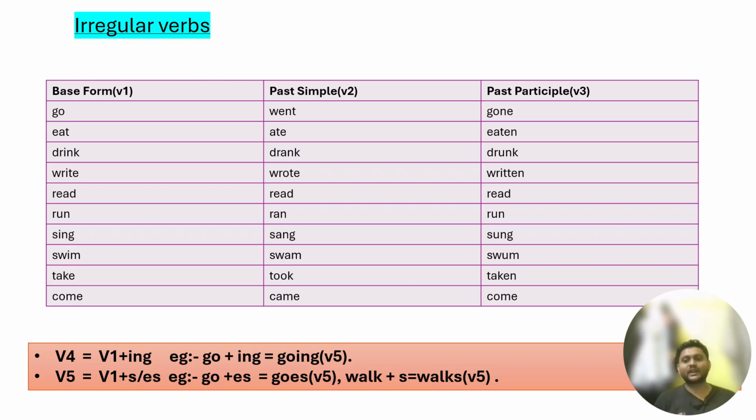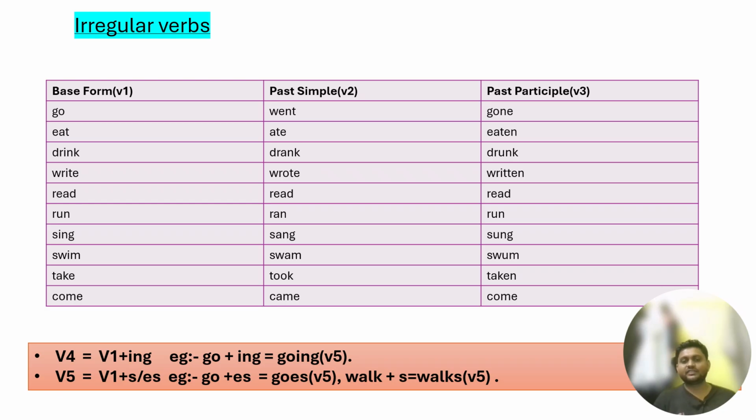Irregular verbs are quite different from regular verbs. We have to learn by memory the form of irregular verbs. If the base form is go, then the past form would be went and past participle would be gone. And if the base form is eat, past form, which is V2, would be ate and V3 would be eaten. You may pause the video and you may write rest of the irregular verbs which are displayed in the screen.